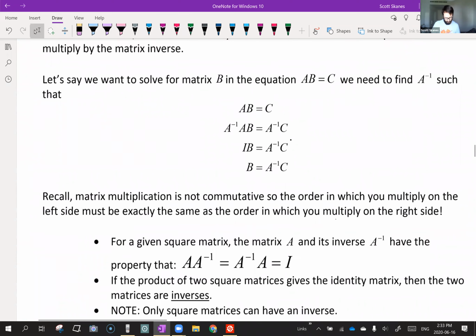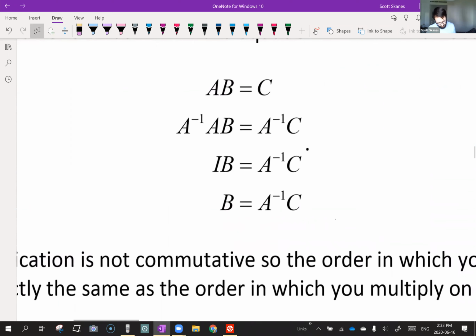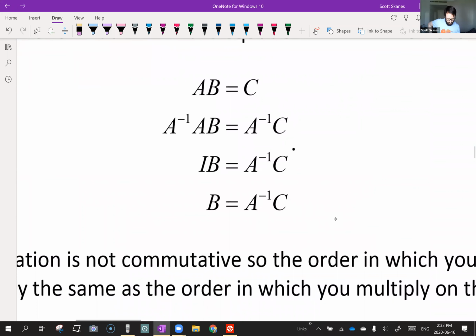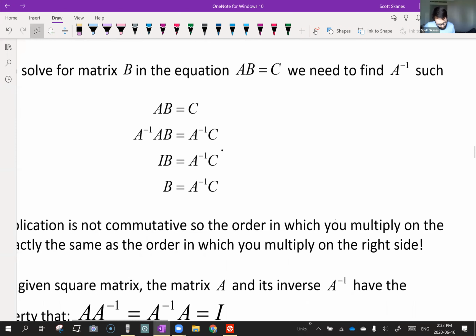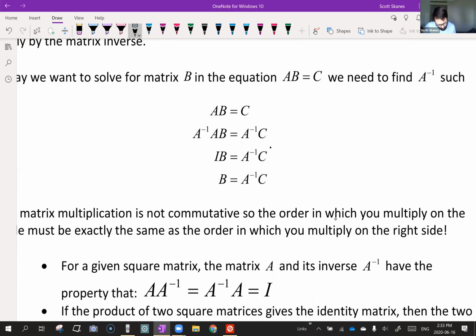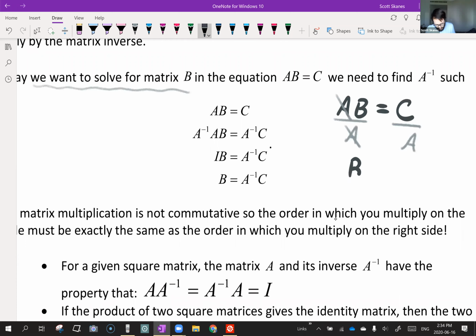Just look at this real close. This is the idea behind inverse matrices. Let me set this up to the side. Let's say we want to solve for matrix B, and we have AB equals C. In a regular situation, in order to solve for B, you would divide both sides by A, which would cancel it, and you'd end up with B is 1 over A times C, or C over A.